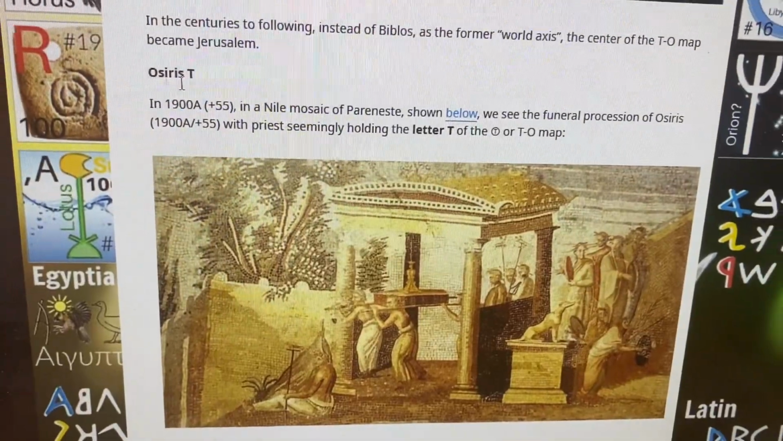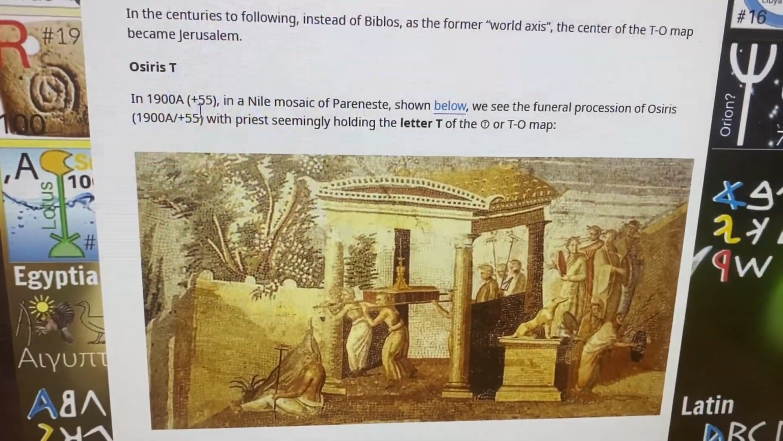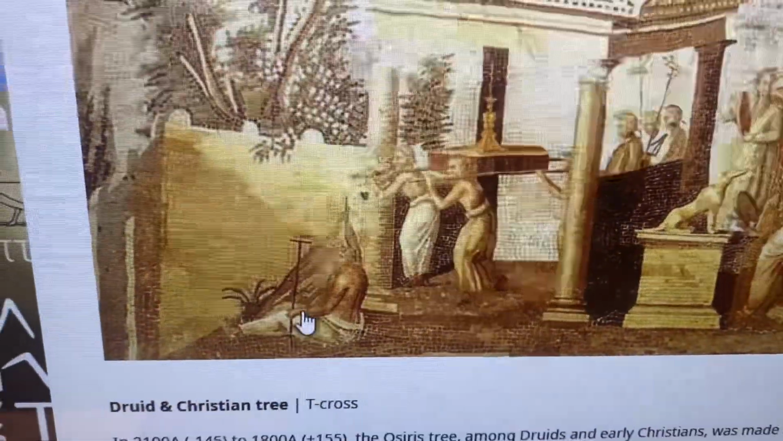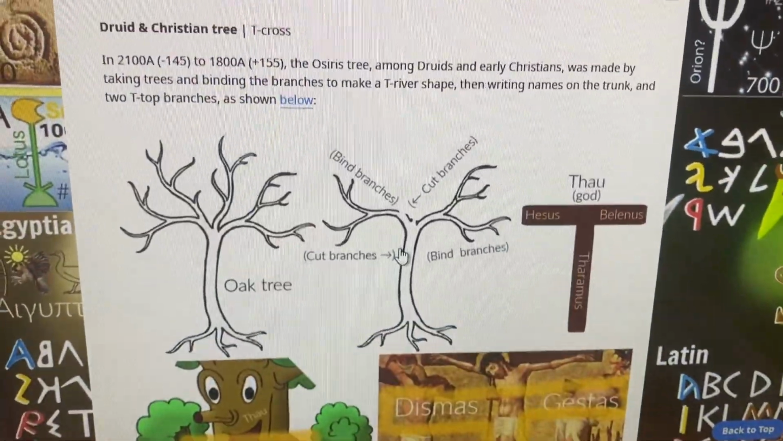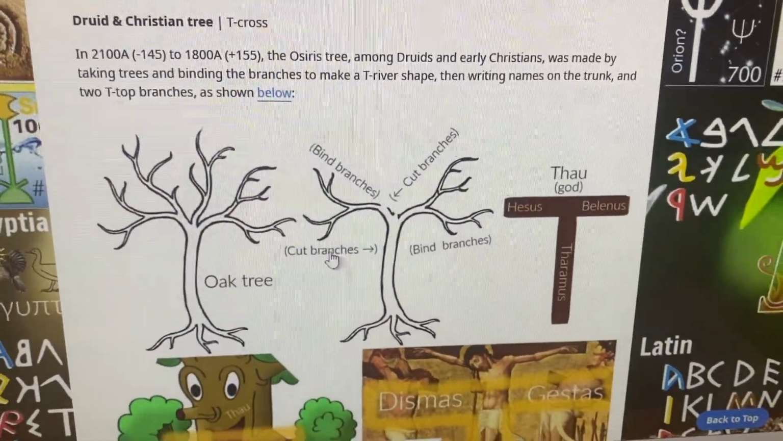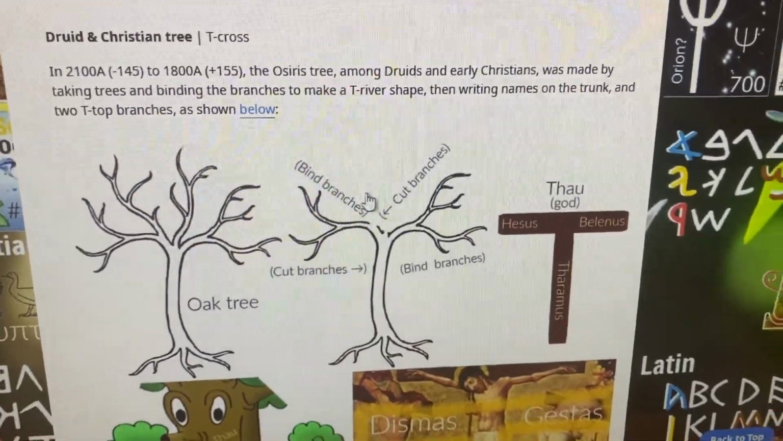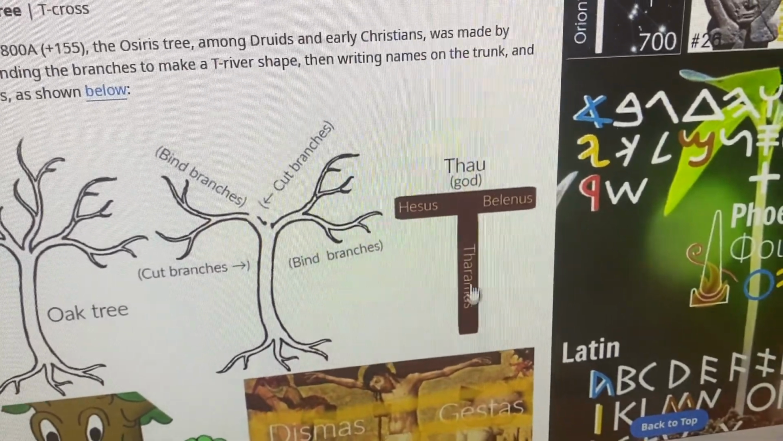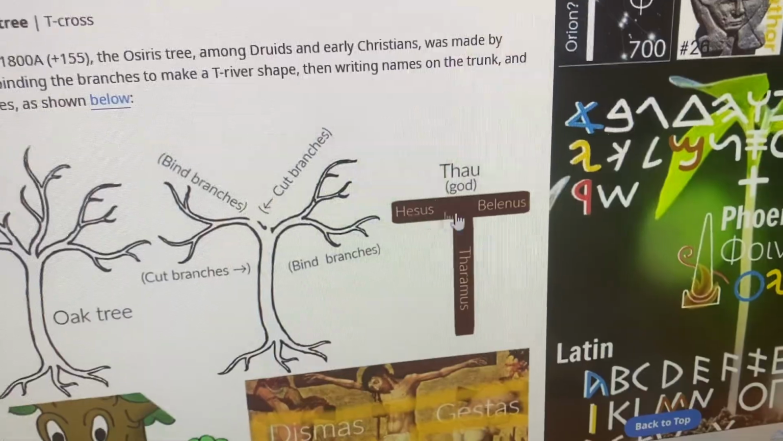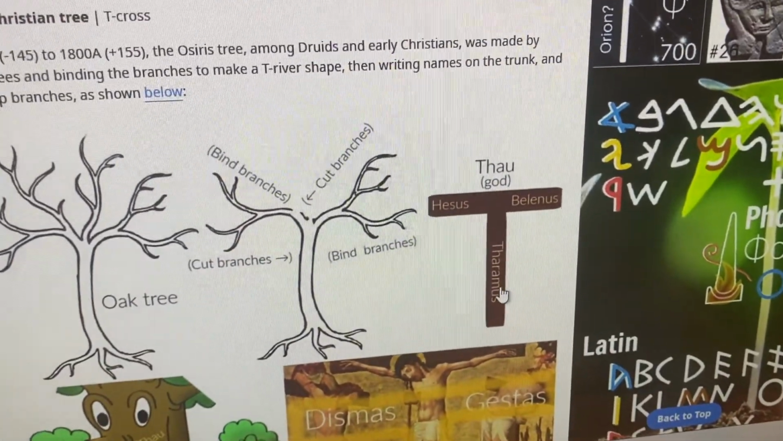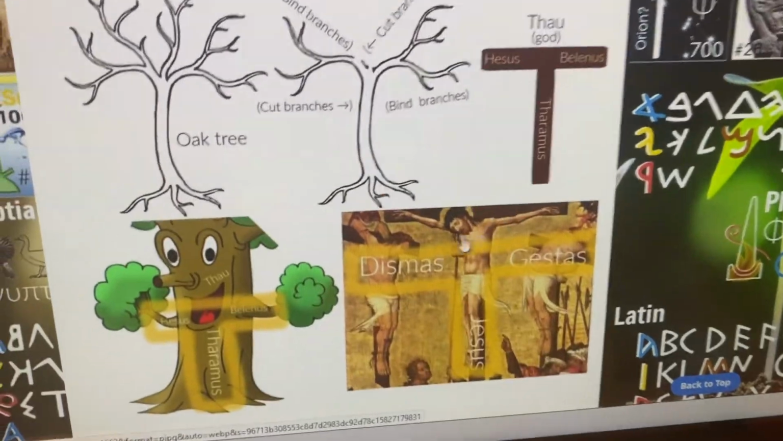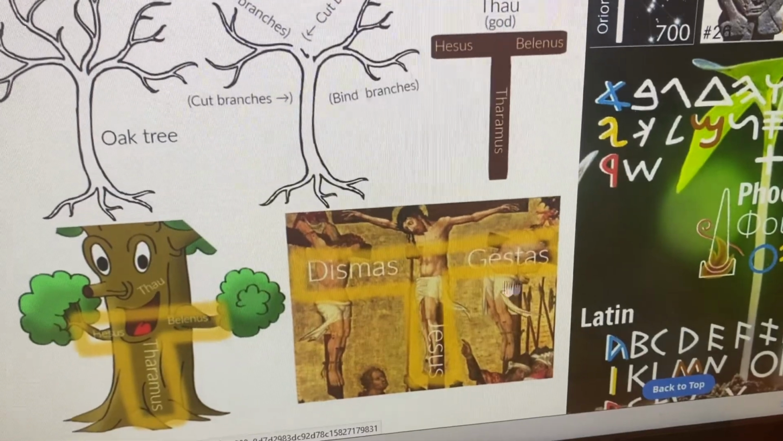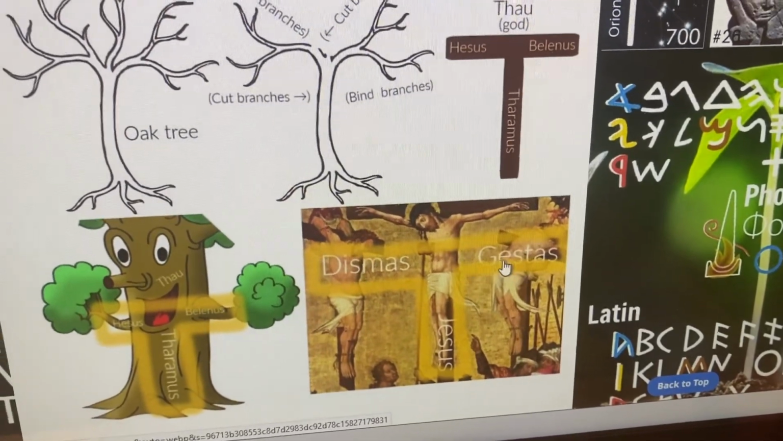Here we see an early version Roman era from +55 or 198, where we see the priest holding a T, and that's the coffin of Osiris. Here we see the Druid versions of the early T, where they would take oak trees, cut the branches off, and bind the branches, and they would write names on the vertical part of the T, left T, right T, which would be equivalent to Nile, Mediterranean, and Phasis. And this got rewritten into the story of Jesus, who gets crucified on a T-shaped tree, and he has 2 people next to him.